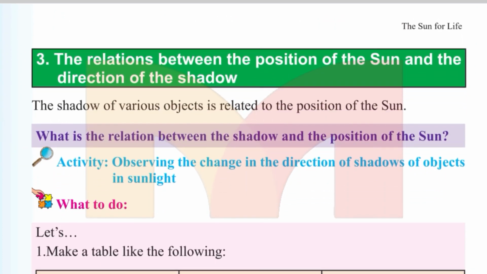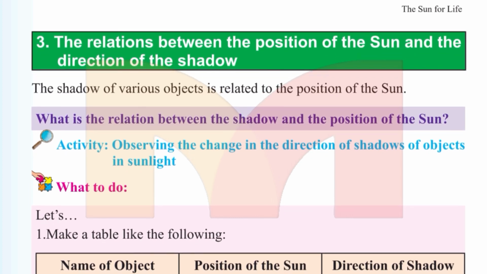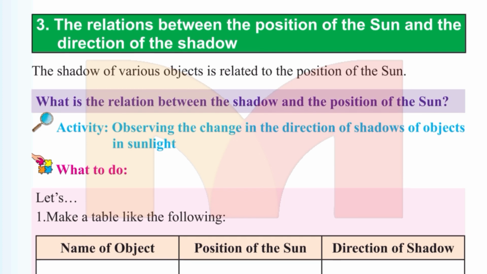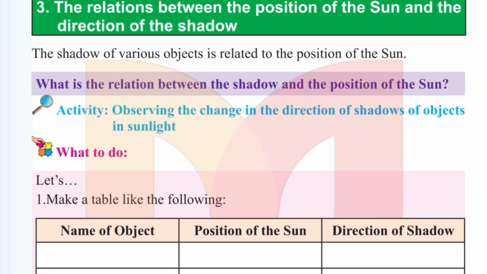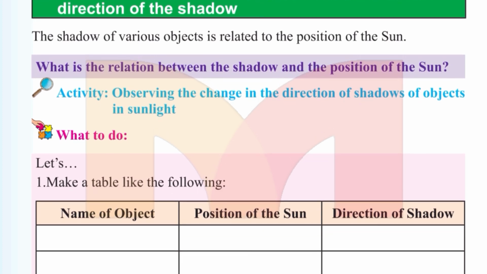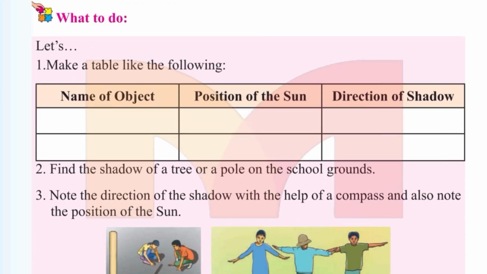Point 3. The relations between the position of the sun and the direction of the shadow. The shadows of various objects are related to the position of the sun. Question: what is the relation between the shadow and position of the sun? Activity: observing the change in the direction of shadows of objects in sunlight. What to do? Now we will answer the task.